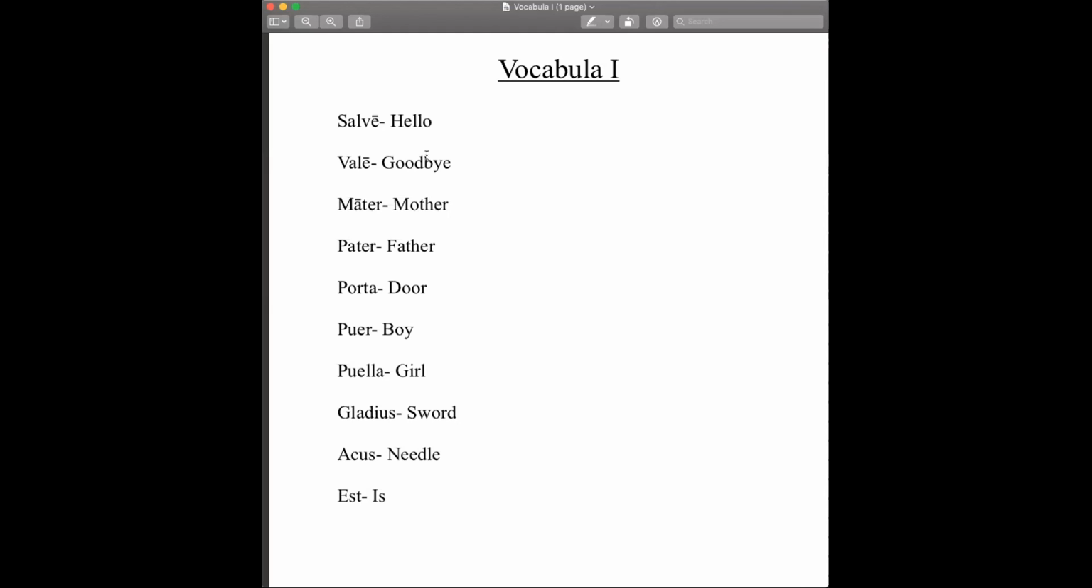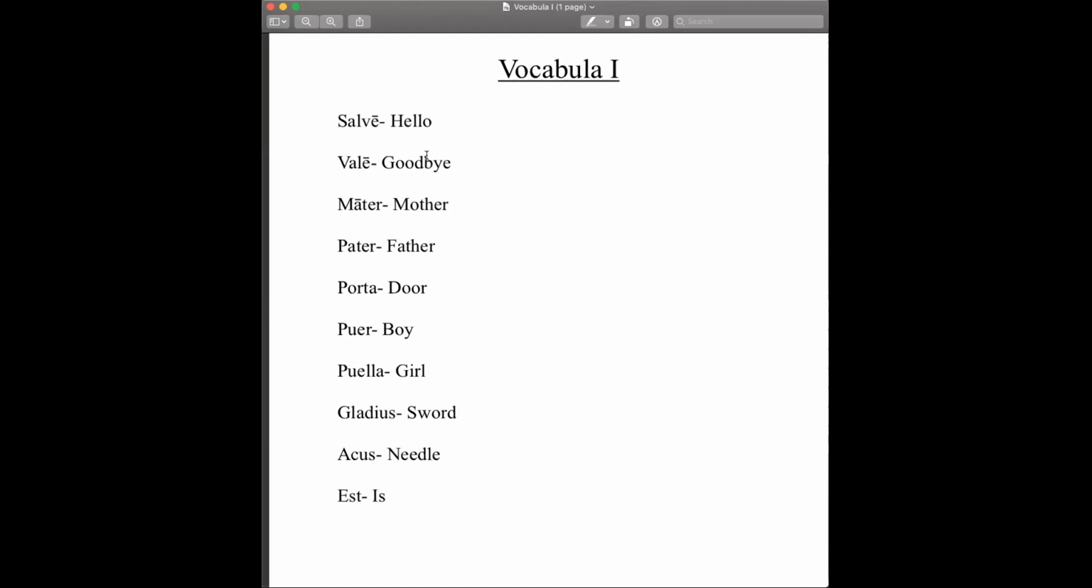Puer. Puer, here's one word that's a little different and isn't the same as the ones that we're using in English. And this is going to be the case sometimes, right? Puer means boy, right? Puella. Puella means girl, right? And I actually think that these words might still be used a little bit in Italian, puer and puella.